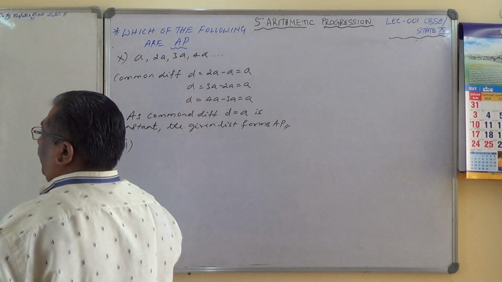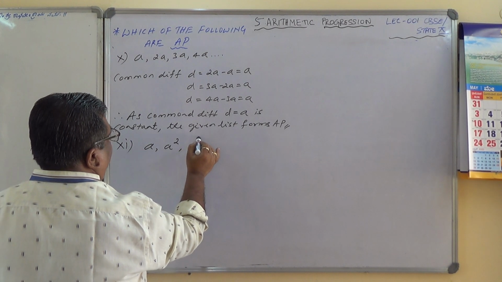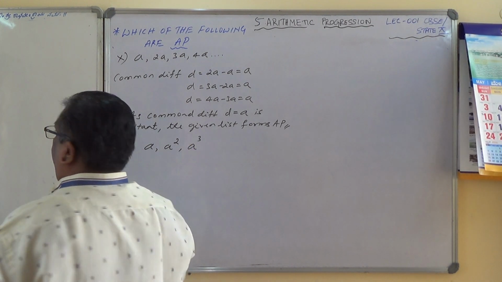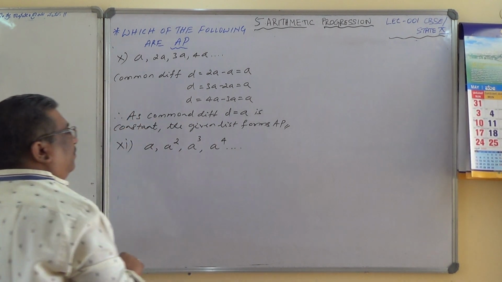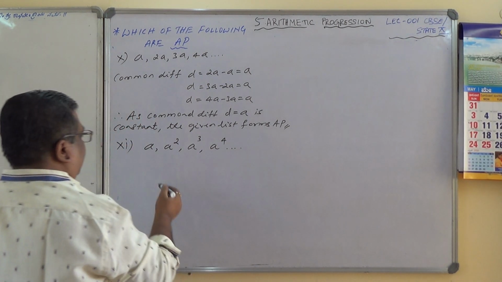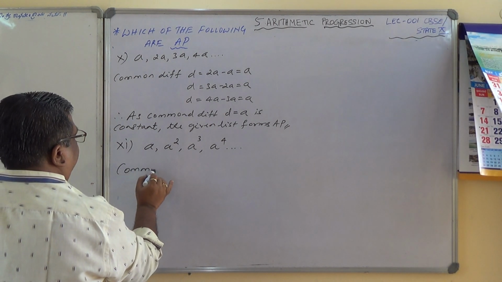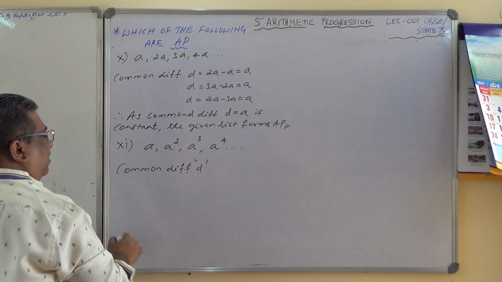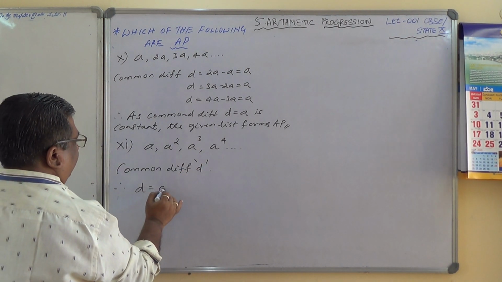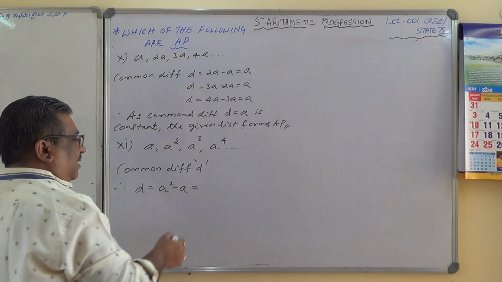11th, A square, A cube, A to the power 4. It continues. Okay, let's see how to solve this one. So common difference, let common difference be D, and therefore D equals A square minus A, which is nothing but A square minus A.